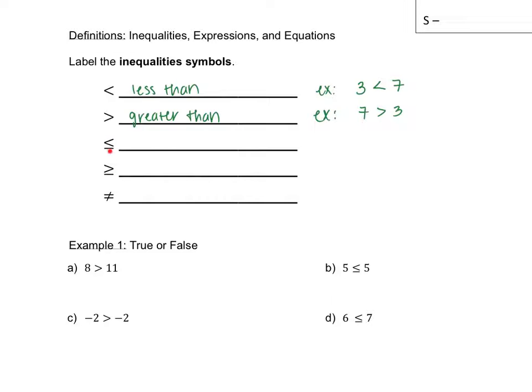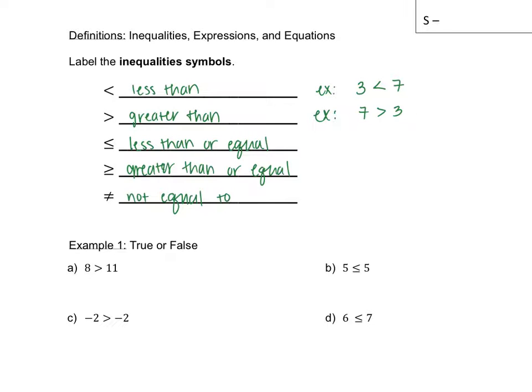And then when you have the same symbols but with a line underneath, that means that number can equal the number beside it. So this one would be less than or equal. It can either be less than that number or even equal to it. And then this one would be greater than or equal. And then the last one kind of looks like an equal sign, but with a slash in it. You could probably already guess that means not equal to, and that's what we would use that symbol for.